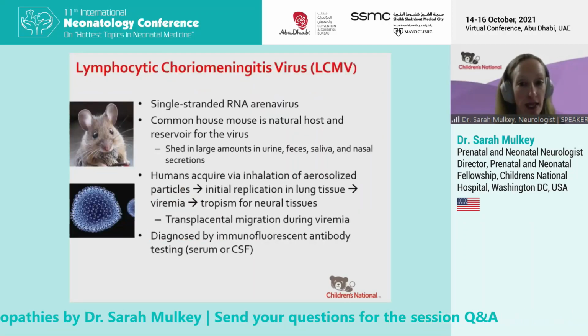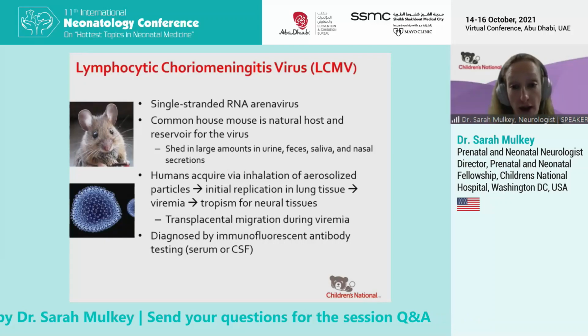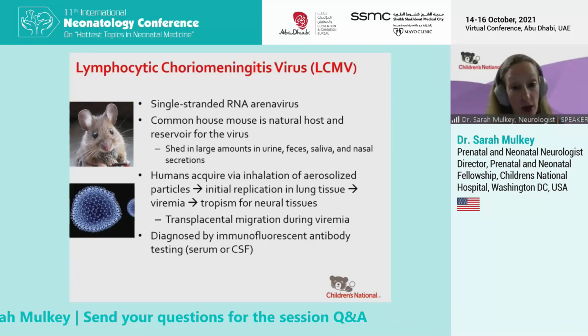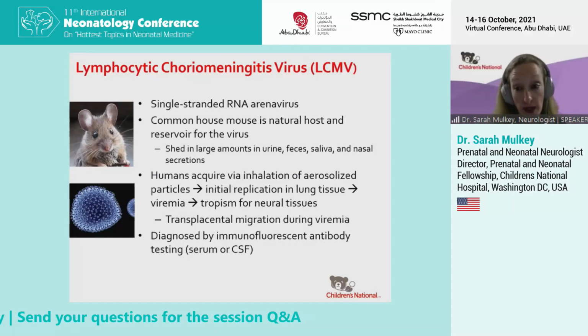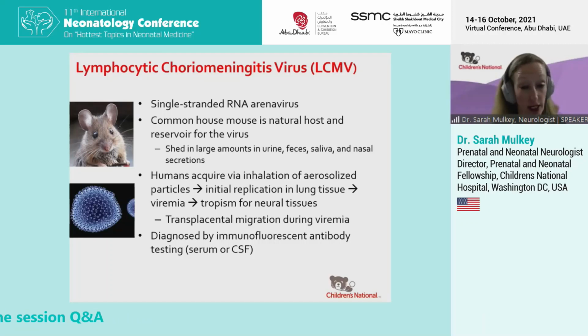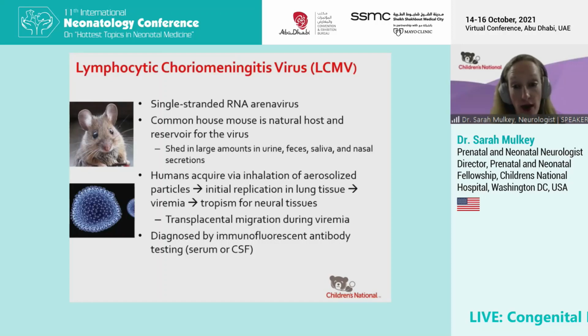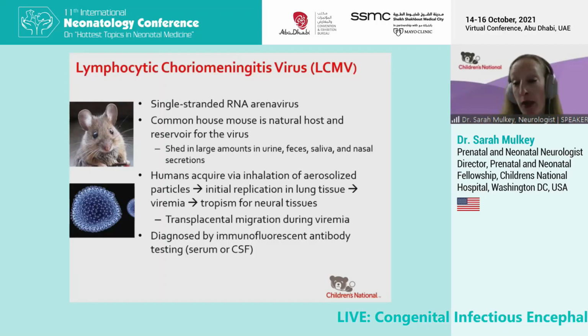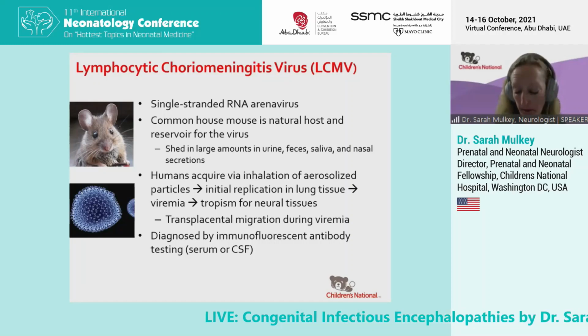And so this is a single-stranded RNA arenavirus. The common house mouse that is present throughout the world is a natural host for it. It is shed in large amounts in the urine, feces, saliva, and nasal secretion of these little animals. It can also be in hamsters. And then humans acquire it via inhalation of aerosolized particles. And then when the mother is viremic in pregnancy, it can have transplacental spread.